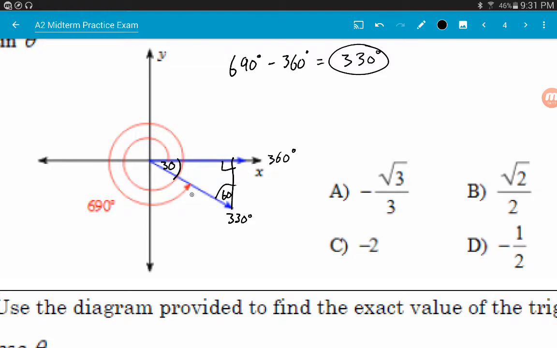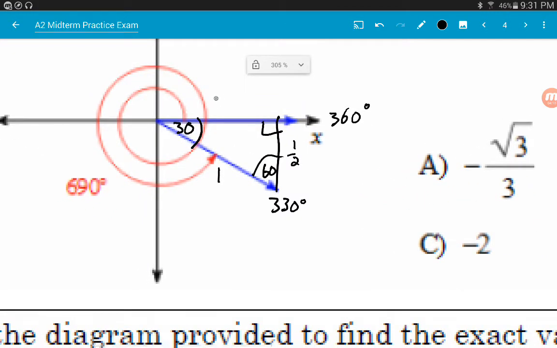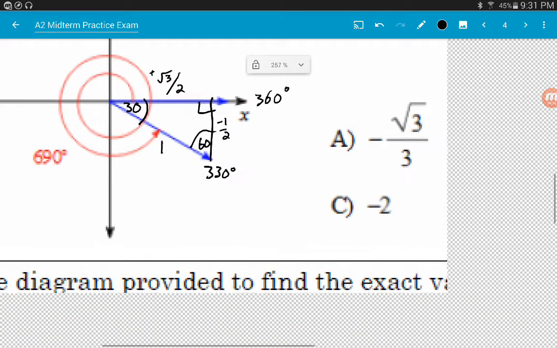The side lengths are going to be 1. Across from the 30 is going to be 1/2. And across from the 60 is going to be rad 3 over 2. Now, the way we plot any point, we start at the x-axis and trace the x and then the y, right? So the x is going to be positive because it's to the right, but the y is going to be negative because it's down, and negative y is down.